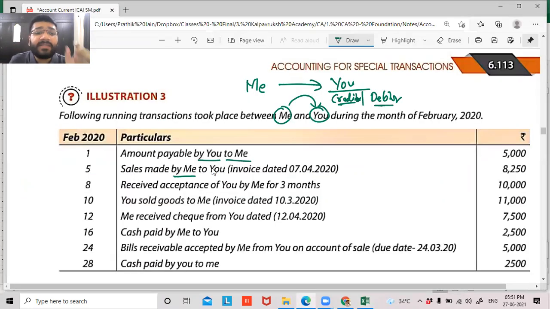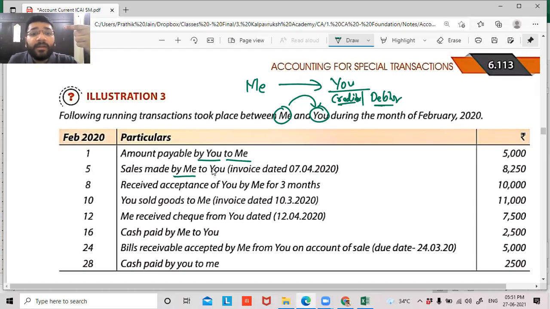Normally, whenever a sale is given, guys, if you remember in the previous illustrations, they used to mention the credit period, 1 month, 2 months. So accordingly, we used to calculate. If nothing was mentioned, just the sale was given, whatever the transaction date was, we used to take that as the due date. Or else they'll mention credit period 1 month, 2 months allowed, so accordingly we used to calculate.